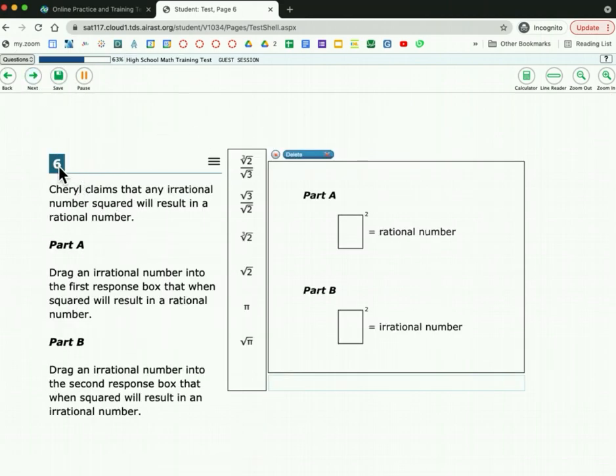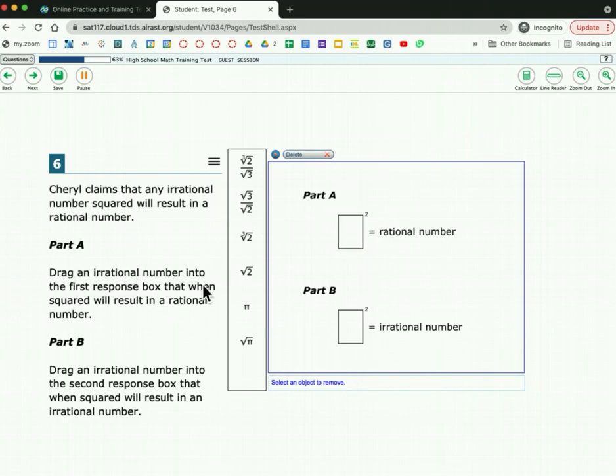All right, 6. Cheryl claims that any irrational number squared will result in a rational number. Part A, drag an irrational number into the first response box that when squared will result in a rational number. So what they want you to do is drag a number into this box and a number into that box. You can drag it other places, but you want to drag it into an answer box. If you put in the wrong one, you'll notice that if I try to drag it back, it doesn't delete. So you have to press this delete button and it will go away. And then when you drag another one in, you can have it. So I'm going to delete both of those.